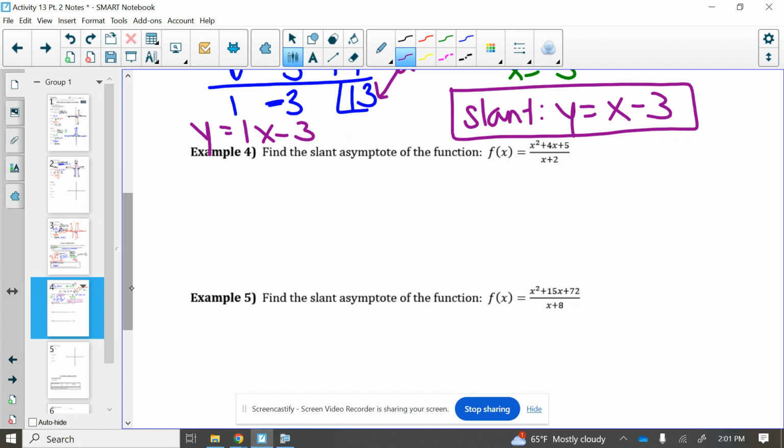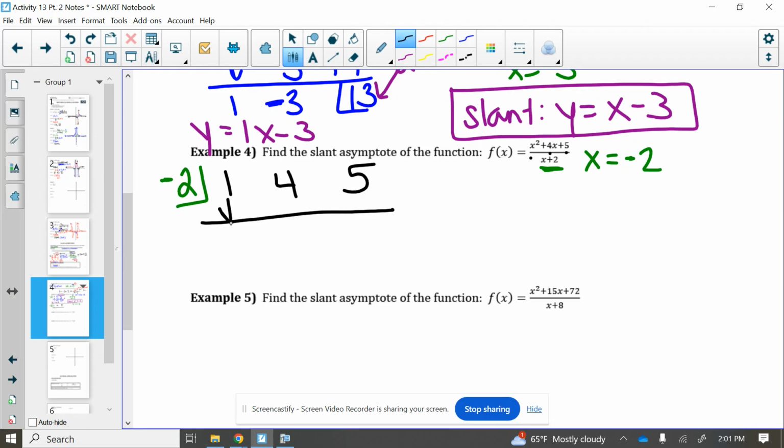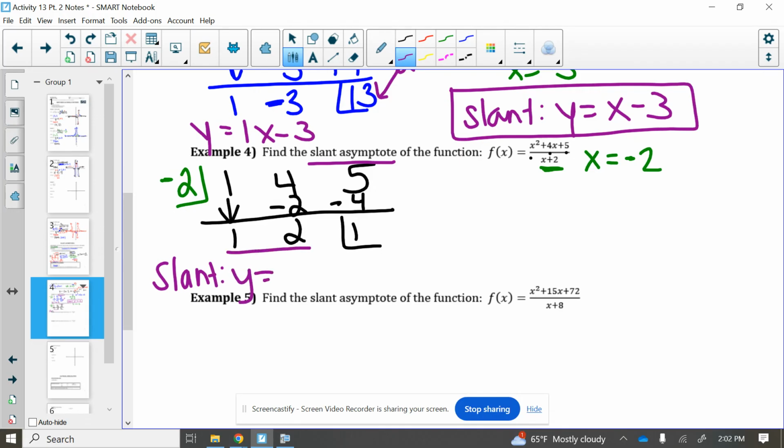All right, another one to try here, again using our synthetic division. Again, we always want to start with that vertical asymptote. In this case, it's at negative 2. And we have 1, 4, and 5 as the values of our coefficients for the synthetic division. Bring down the first term, add down. And again, this remainder piece is not going to be a part of the slant asymptote. The slant will be made up of these first two pieces, y equals 1x plus 2.